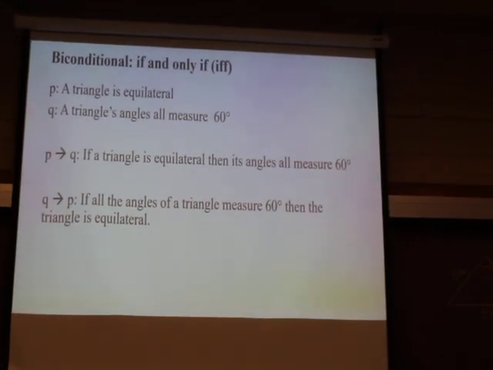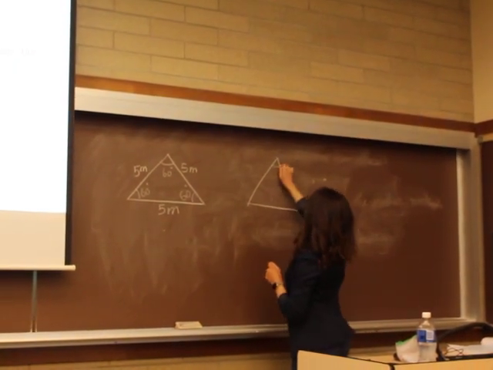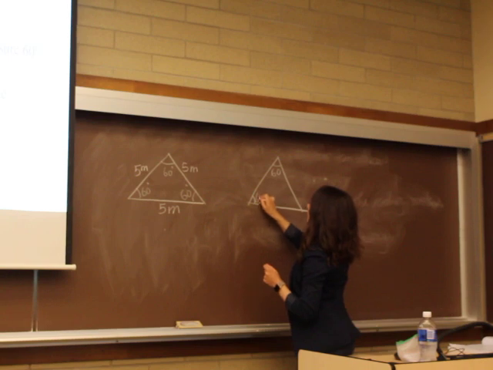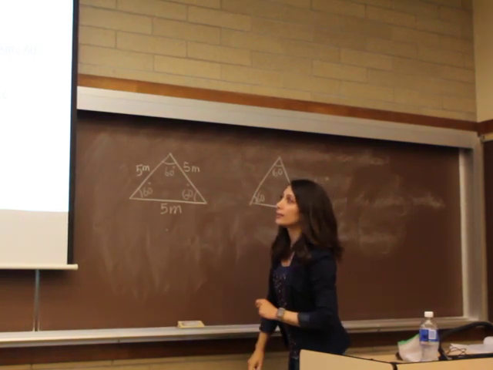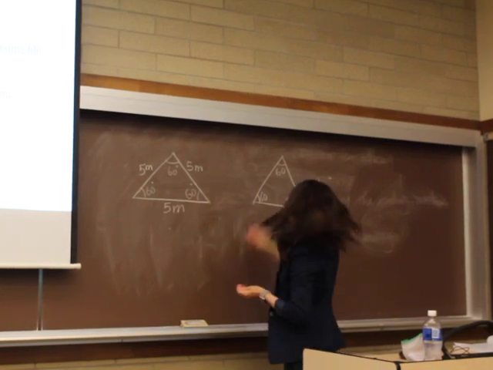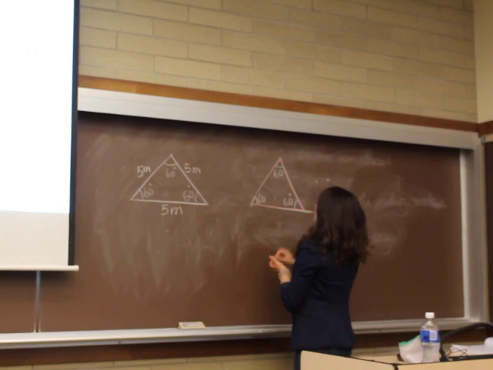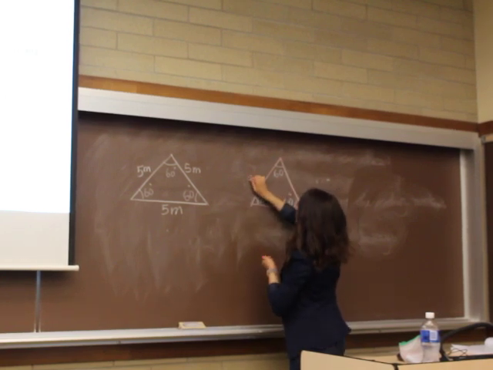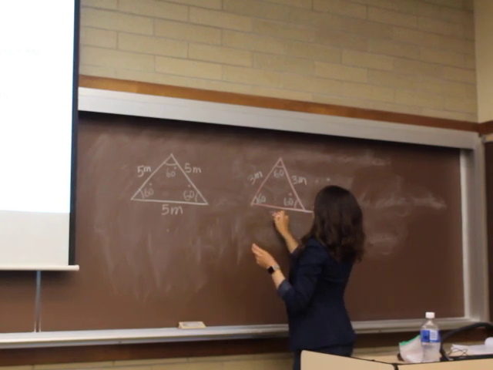If all the angles of a triangle measure 60, so it means you have a triangle, right? This angle is 60, this one is 60 degrees, and this one is 60 degrees. If Q, then the triangle is equilateral. It means this side is equal to this one, is equal to this one. For example, if this side is 3 meters, this one is also 3 meters, this one is also 3 meters.